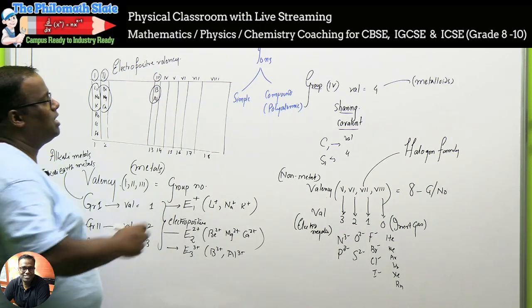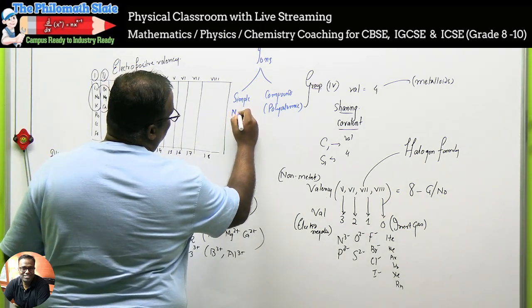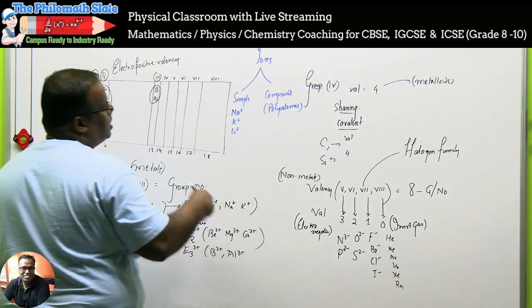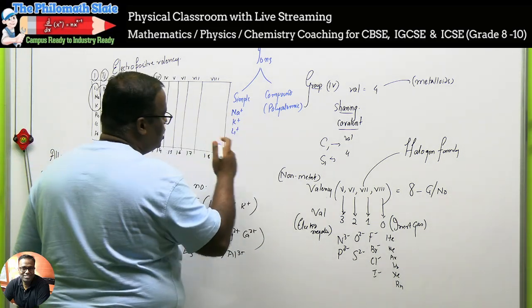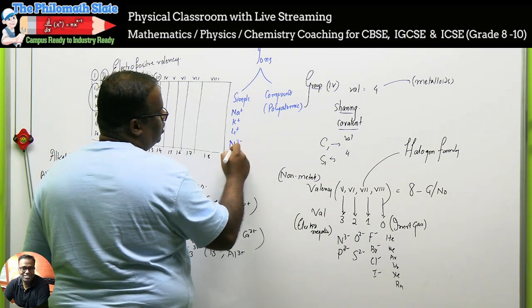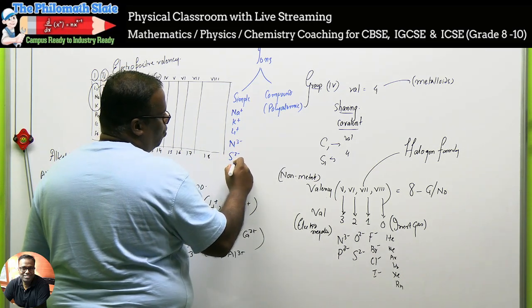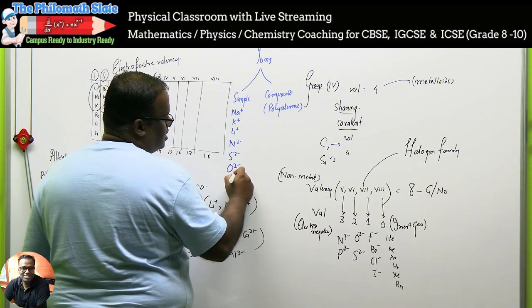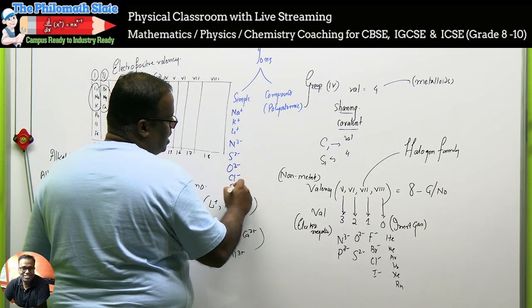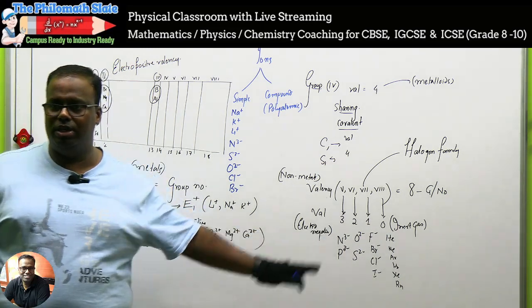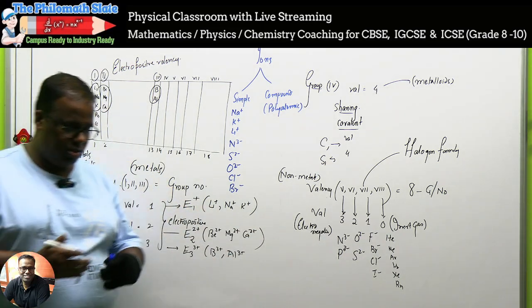Let's see the names of some simple ions. On this side the names will be sodium, potassium, lithium. Sir, get me some from those sides. Okay, N3 minus, S2 minus, O2 minus, Cl minus, Br minus. These are all simple ions. This is what I have written. Whatever I have explained is all simple ion.